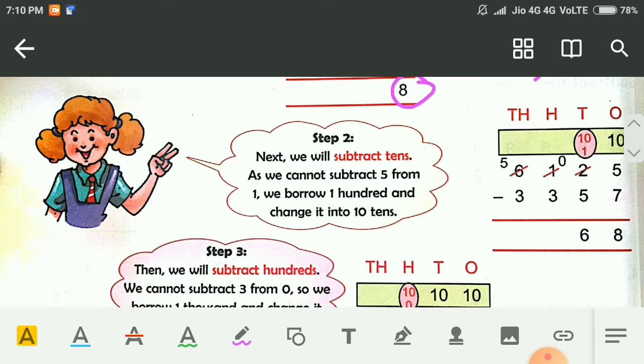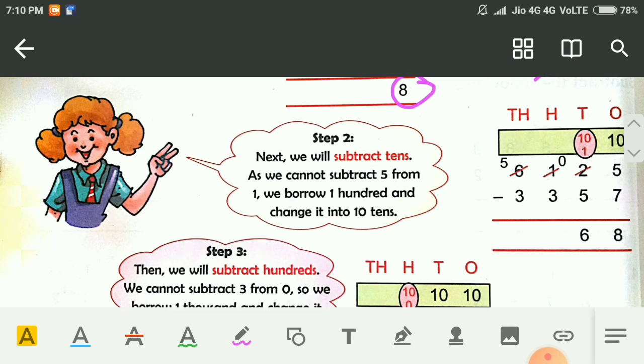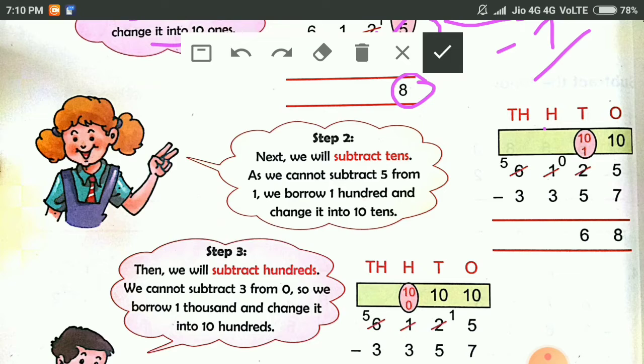What is step 2? Next we will subtract tens. We cannot subtract 5 from 1. Now you have 1 here and you have to subtract 5 from 1. It's not possible for you. Then what will you do? You will again borrow from hundreds. We borrow 1 hundred and change it into 10 tens. 10 plus 1, 11. 11 minus 5, 6.